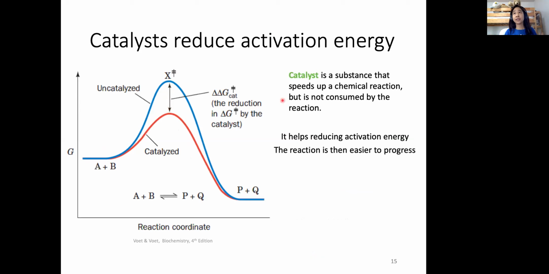So a catalyst is actually a substance that can speed up a chemical reaction. It can reduce the activation energy and the reaction will go toward the products more easily. This is the reaction coordinate of the uncatalyzed reaction, with no enzyme and no catalyst, and the catalyzed reaction, the reaction with a catalyst. You can see that the activation energy is lower.